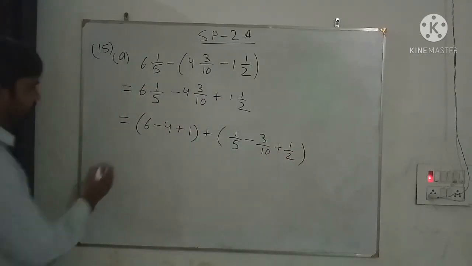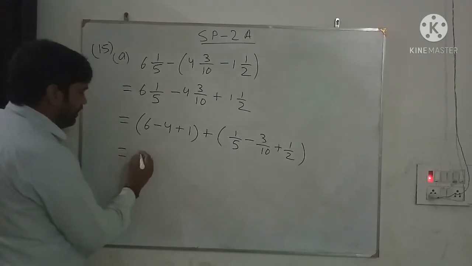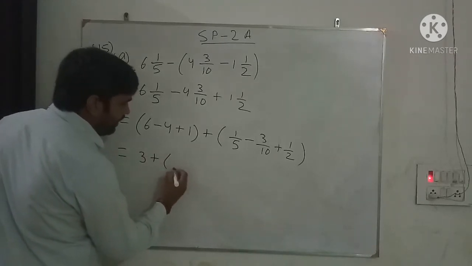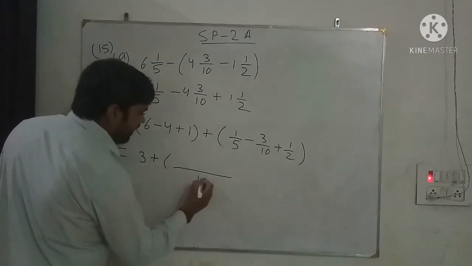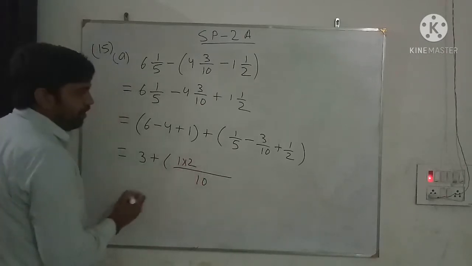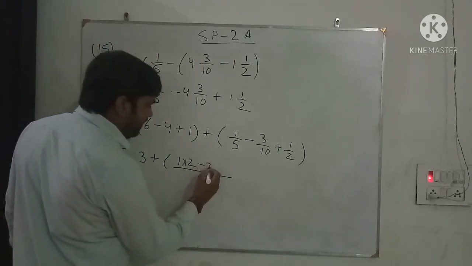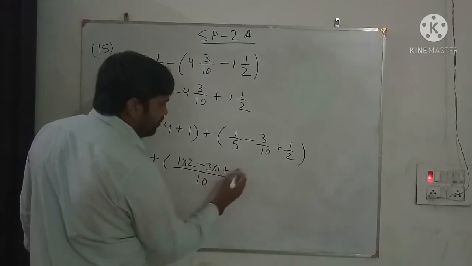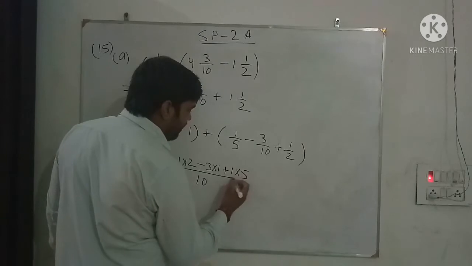Now see. 6 plus 1 gives you 7. 7 minus 4 gives you 3. 3 plus. Now in this bracket we are going to get the LCM. LCM of 5, 10 and 2 will be 10 only. What do you multiply in 5 to get 10? 2. So multiply 2 to the numerator also. What do you multiply in 10 to get 10? 1 only. So multiply 1 to the numerator also. What do you multiply in 2 to get 10? 5 twos are 10. So multiply 5 to the numerator also.